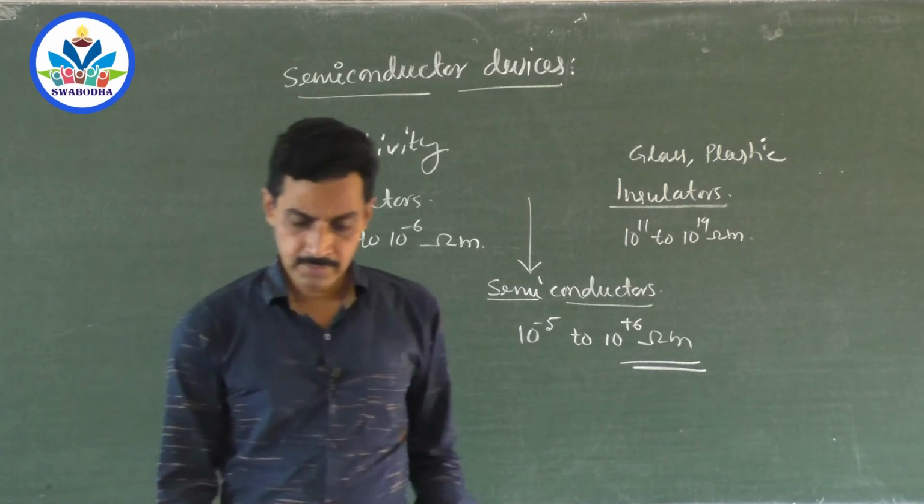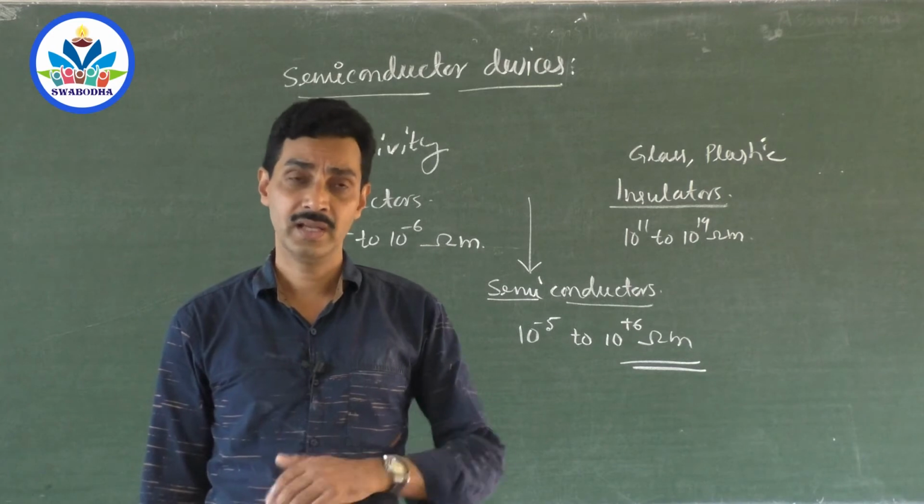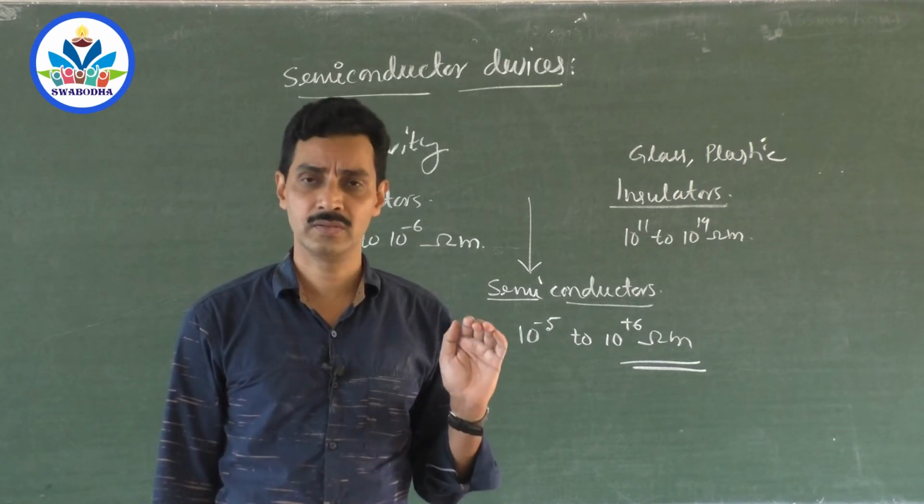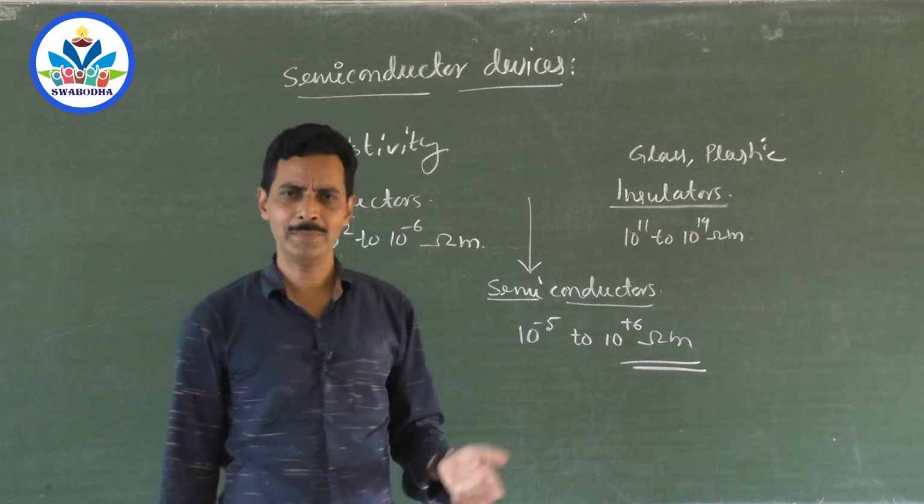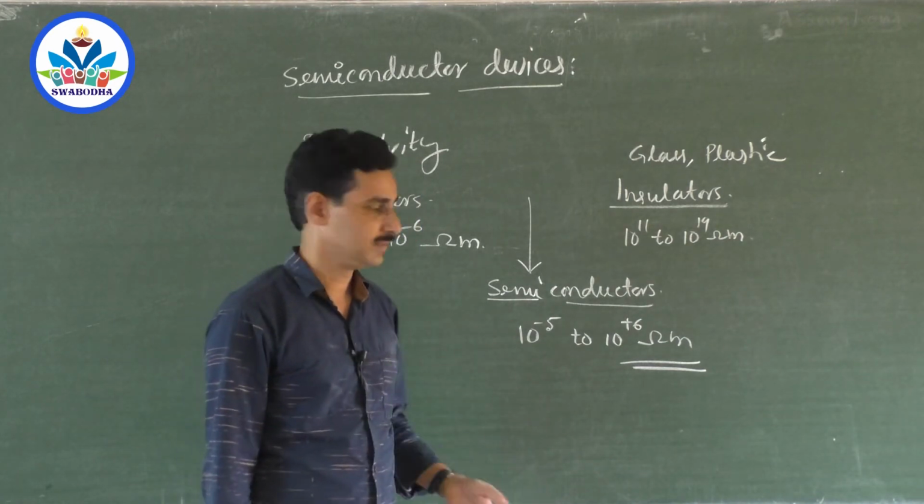Now why are they neither very good conductors nor very good insulators? They don't completely block the current from flowing through, and to some extent they allow the current to flow through. We will see why it is so. That is because of their structure.